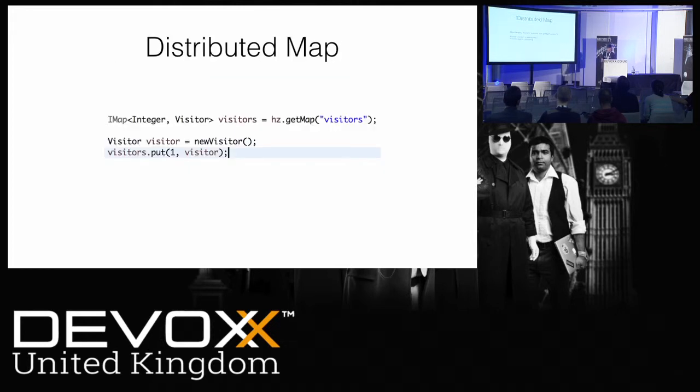So let's start with the map. A distributed map in Hazelcast is like a map in Java, it implements the Map interface. But when you put something in, it gets distributed around the cluster, so your data is replicated and sharded. And it's as easy as that. I create a new object, I put it in, it's stored somewhere on the cluster. So that's great. My data is all stored somewhere.